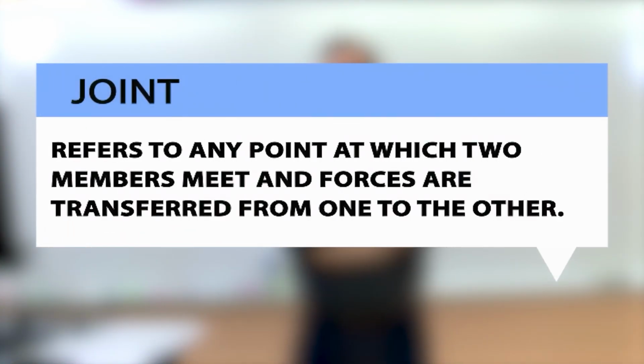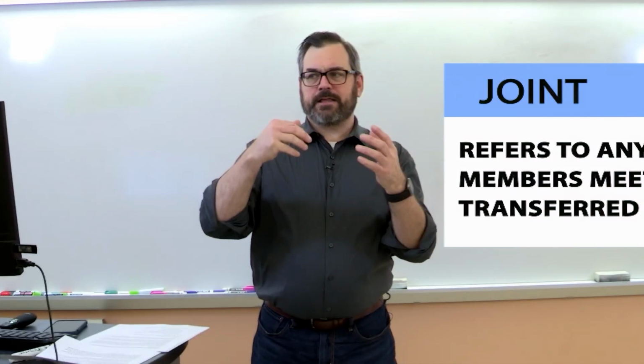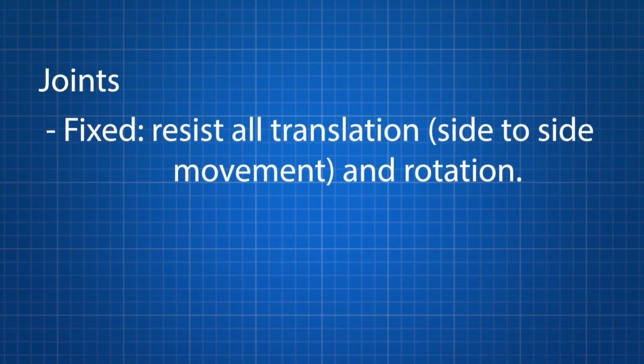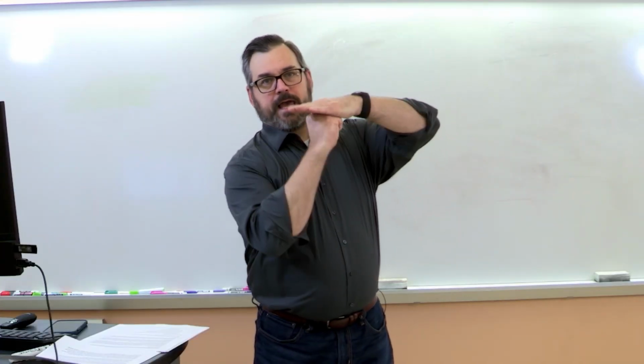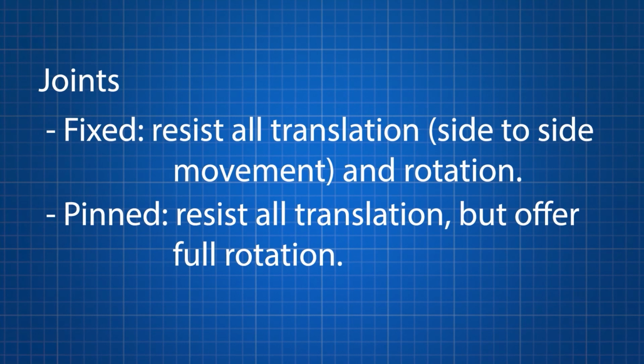The other term we want to talk about is joint. So a joint refers to any point at which two members meet and where forces are transferred from one to the other. The leg on a platform, for example, is a joint. There are two kinds of joints. Fixed joints resist all translation, by which we mean side-to-side movement, and all rotation. So if I have a platform and a leg, the leg can neither move side to side nor twist or rotate, right? Pinned joints resist all translation but offer full rotation.